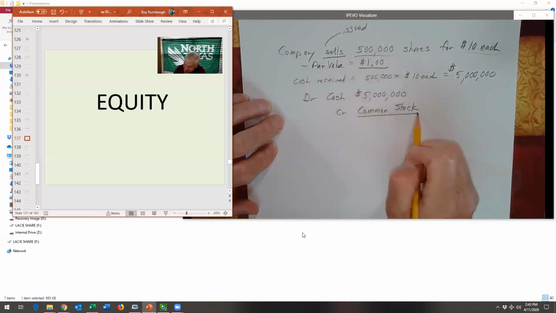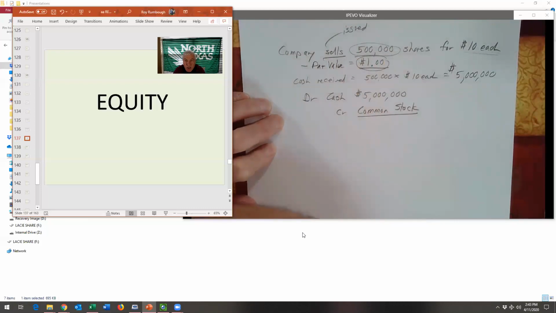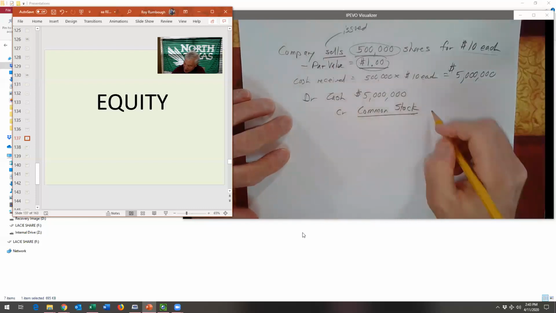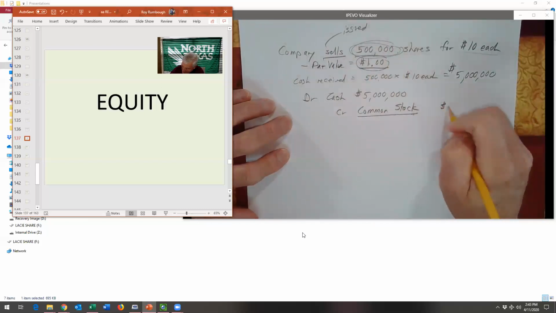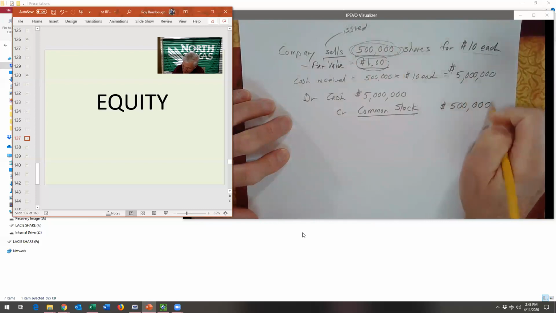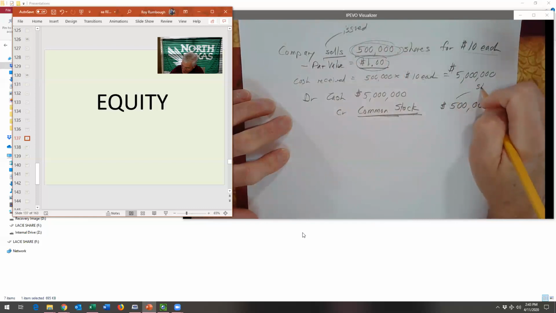And so the only thing that goes in the common stock account is the par value times the number of shares. You could actually look at the common stock account, see how many dollars are in there, divide it by the par value, and you know how many shares are outstanding and how many shares have been issued. We'll get into outstanding in a minute. So common stock account, we're going to put 500,000 times $1, or $500,000. So again, the only thing that goes in the common stock account are shares times par value. That's the only thing that ever goes in there.